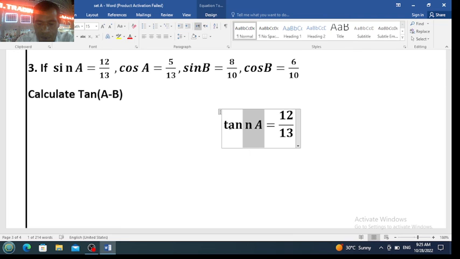Therefore, to apply this tangent A minus B, learners, I will write it here. I will use this one because I need it. Therefore, learners, tangent A minus B is equal to what?